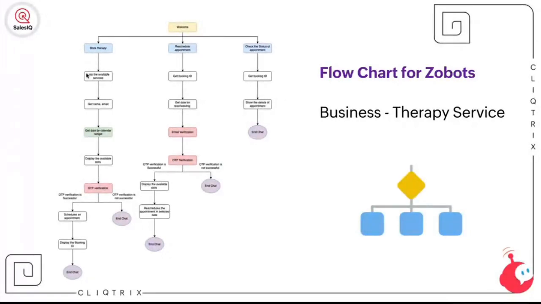Once the visitor picks up the service, the bot will then get the preferred dates from the visitor and provide them with the available slots for the respective day. Finally, the bot verifies via OTP verification to avoid junk. Once the verification is successful, the bot will schedule the appointment. So this is how you can give a bot a flow. So when you're clear with this, building a bot is just a piece of cake.